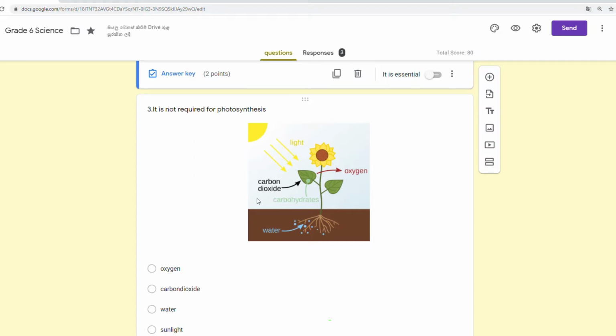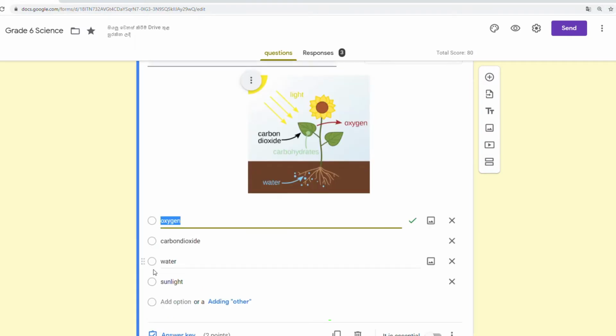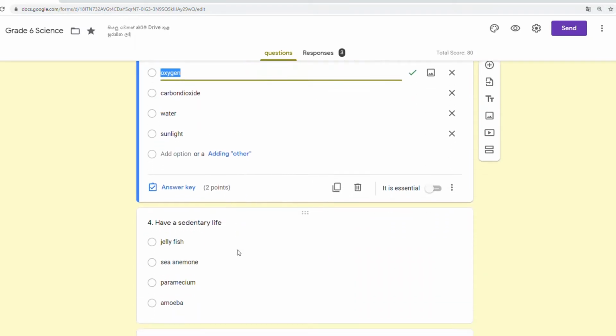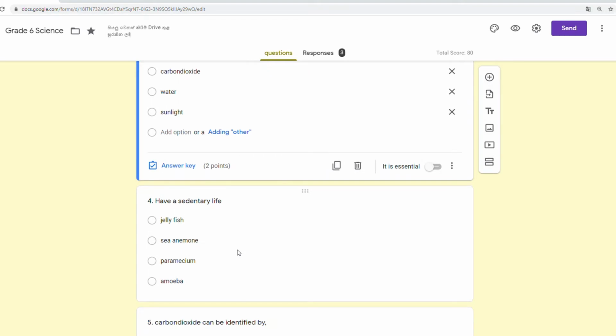So in my question, I ask what is not required for photosynthesis. According to my question, your answer should be oxygen. So select the first one. The answer is the first one. And get into the fourth one.